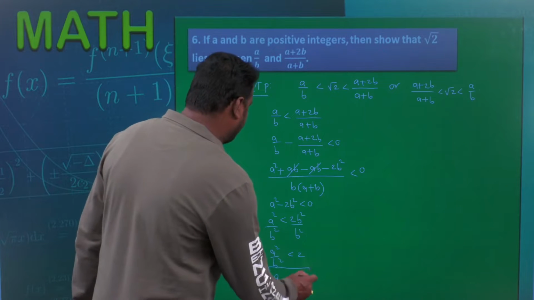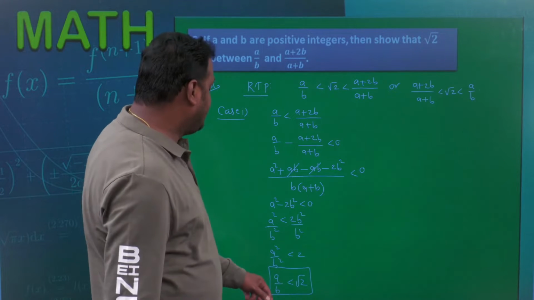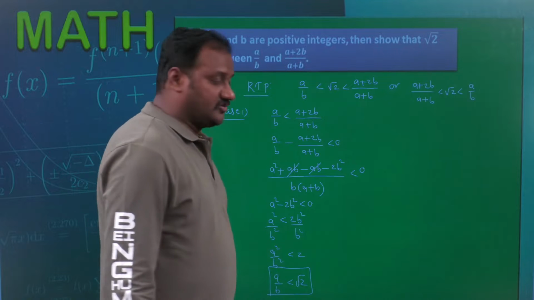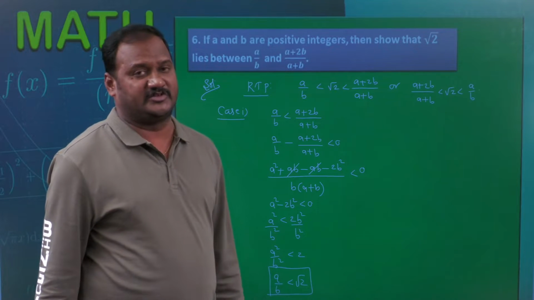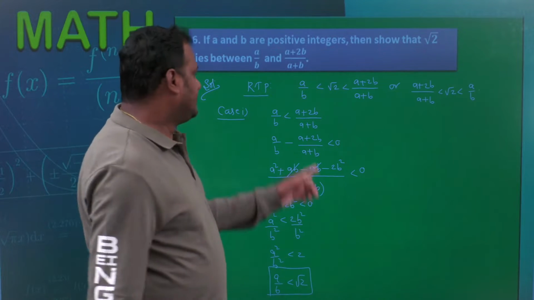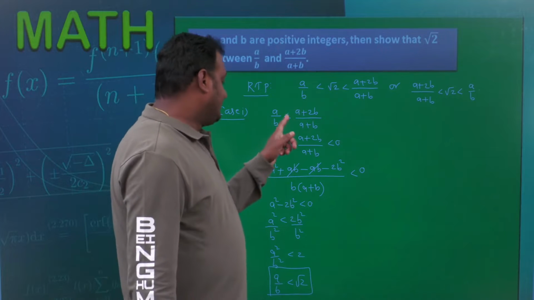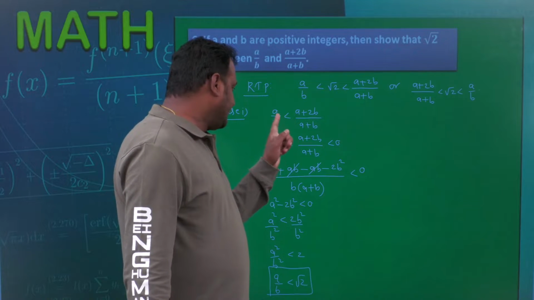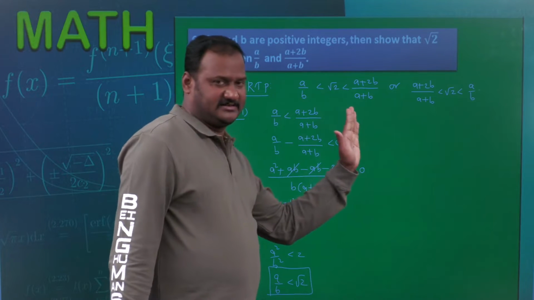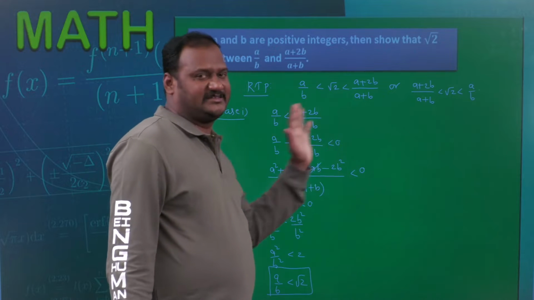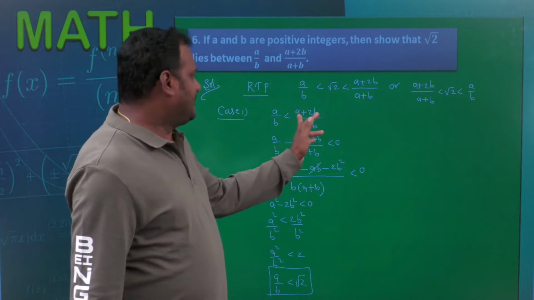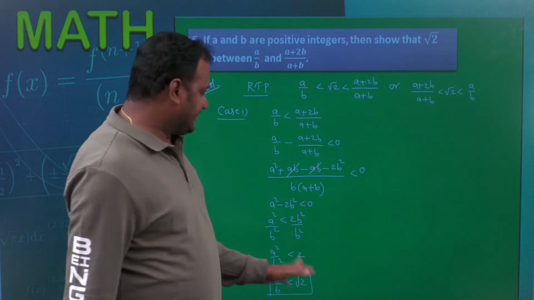A by b less than root 2 means what? A by b value is smaller than root 2. That means root 2 must be more than a by b only. So the number root 2 is more than a by b, and it should also be less than a plus 2b by a plus b. That is the first case we proved.